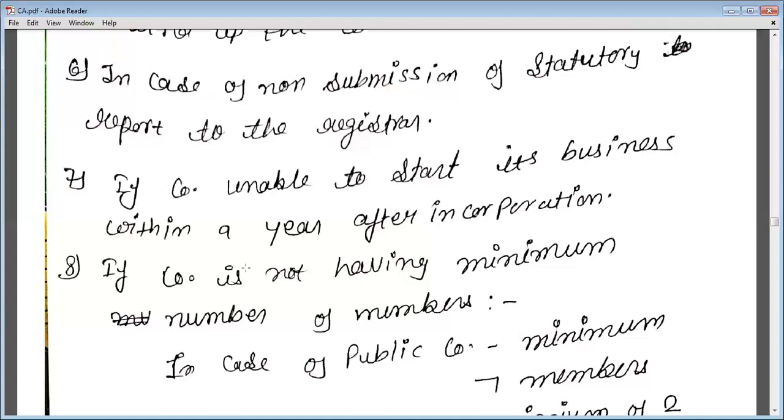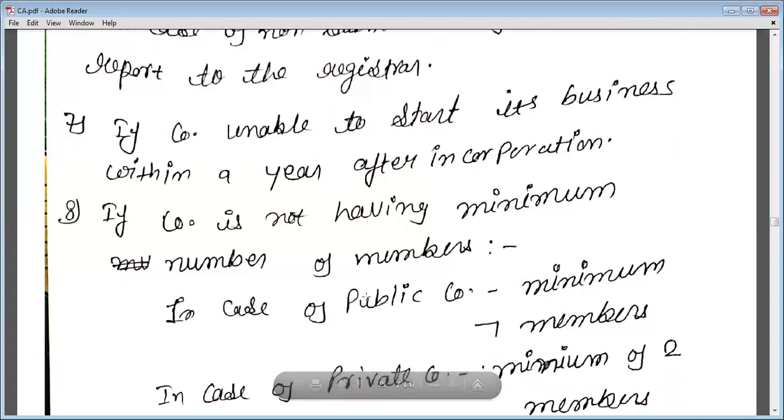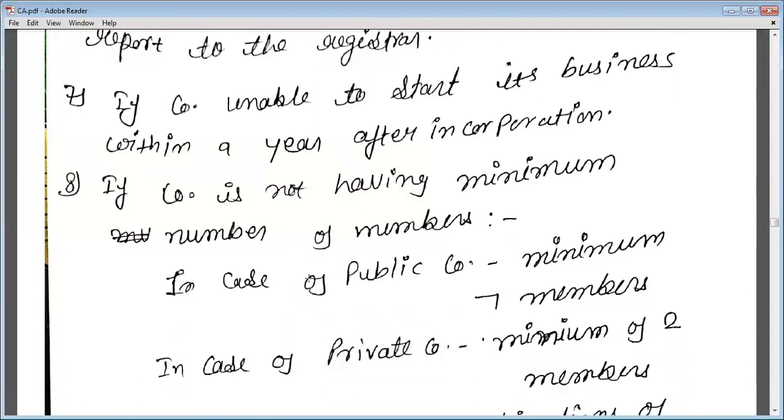Then, if the company does not have the minimum number of members, okay, so if your company doesn't have the minimum number of members that is required by law, that is the minimum requirement in the Companies Act 2013, then in that case also the court or any law can give you the order of liquidation.